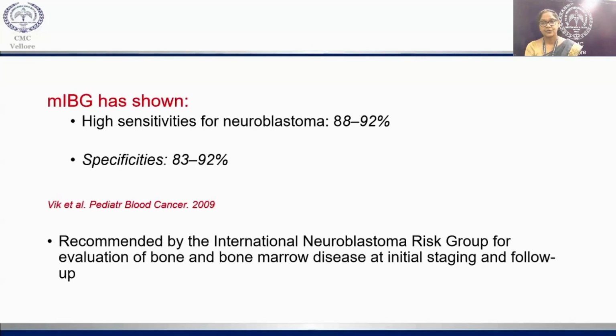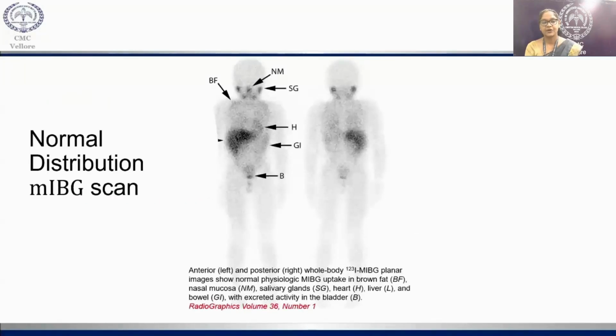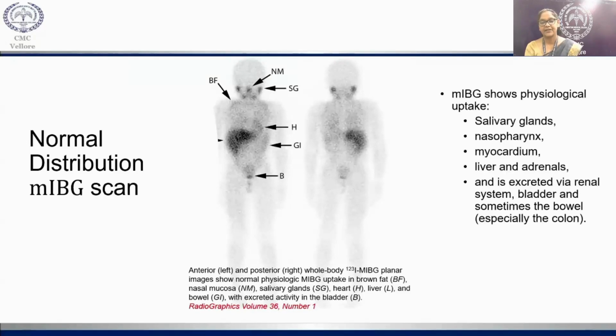MIBG has shown high sensitivity and specificity. This is also recommended by the International Neuroblastoma Risk Group for evaluation of bone and bone marrow disease at initial staging and follow-up. This is the normal distribution of an MIBG scan. It shows physiological uptake in the salivary gland, nasopharynx, nasal mucosa, myocardium, liver, and adrenals. MIBG is excreted via the renal system, so the bladder is also seen, and sometimes the bowel can also be seen, especially in the colon.